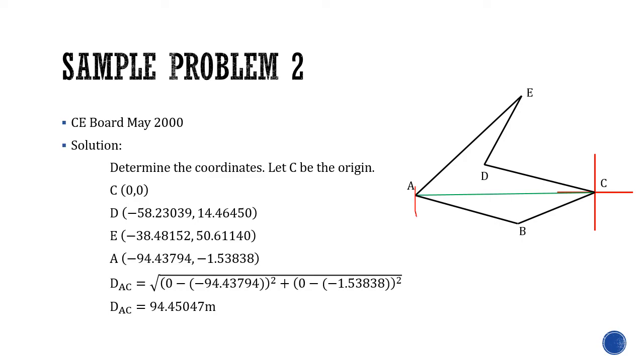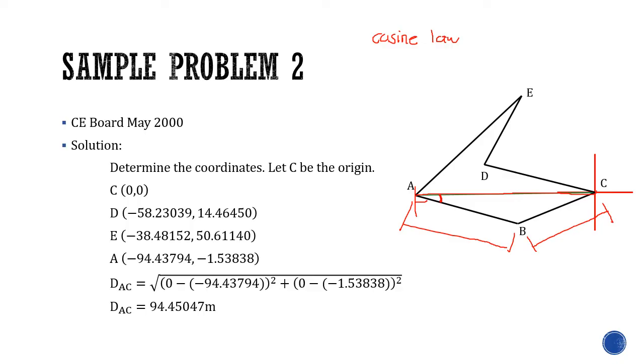Para makuha natin to, kailangan natin tong angle na to. Alam natin yung length of AB, alam natin yung length of BC, ano yung pwede nating gamitin para makuha tong angle na to? We can use cosine law, tama ba? Pero para magamit natin yung cosine law, kailangan alam natin yung third side, AC. The question is, what is the distance from A to C?